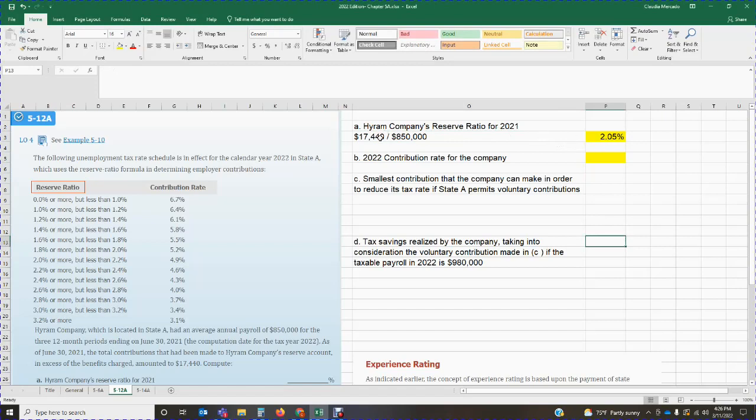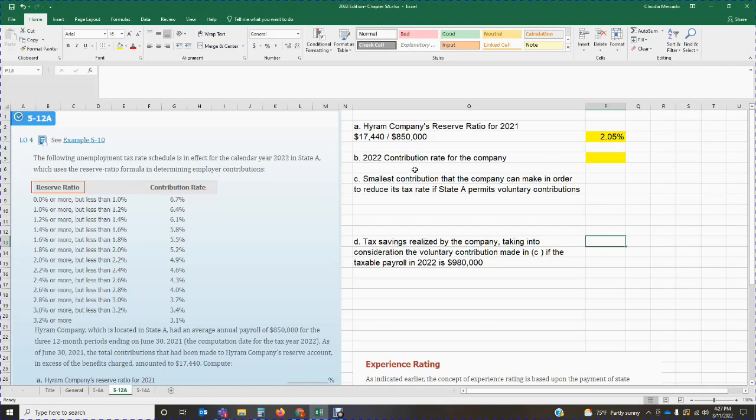Okay, so we got the excess paid. So we put 17,440 in excess of the benefits charged divided by our average annual payroll, and that gives us our reserve ratio, okay, of 2.05. That is what we have in reserve. That is the extra that we have in our account in case we have any additional unemployments and any other layoffs or whatever the case might be. Okay, so that's 2.05. That is requirement A.